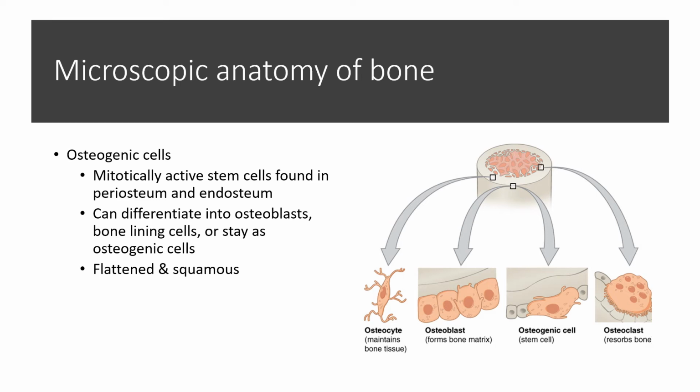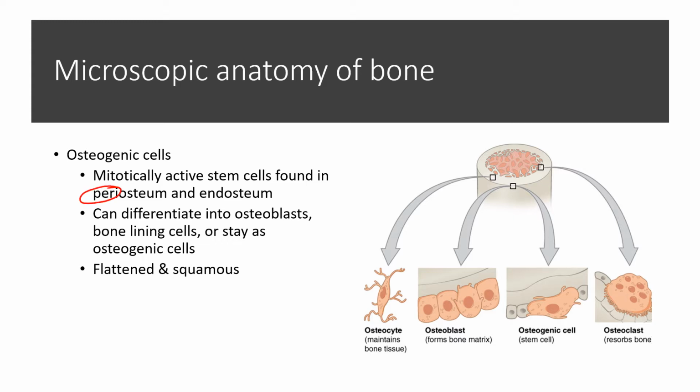Now that we have a basic idea of the gross anatomy of bone, let's talk about the microscopic anatomy of bone, the cells and the little microstructures that make up bone. Osteogenic cells are bone cells that are mitotically active stem cells. Mitotically active, they are actively undergoing mitosis, they divide a lot, and they're stem cells. They can differentiate into other types of cells that are found in the periosteum and the endosteum.